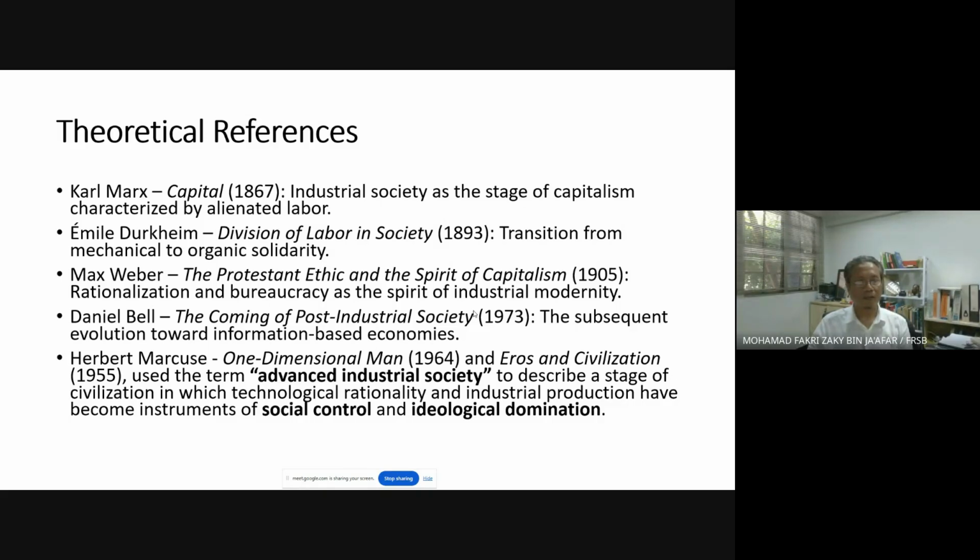Marcuse uses the term advanced industrial society to describe the stage of civilization in which technological rationality and industrial production have become instruments of social control and ideological domination. So there are various responses to address industrial society.